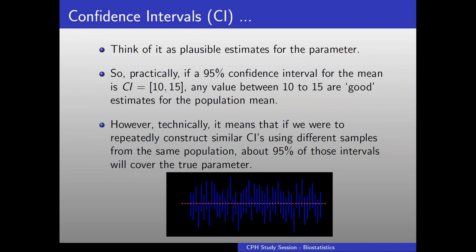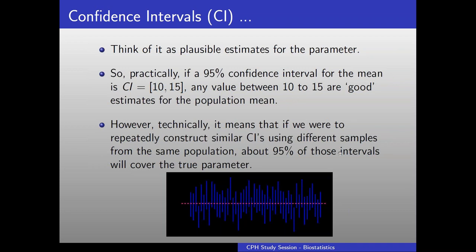However, technically, a confidence interval is not really that. A confidence interval's confidence comes from the fact that if you conduct this study or construct this confidence interval repeatedly for different data sets from the same population, some confidence intervals will cover the true mean, some confidence intervals won't.